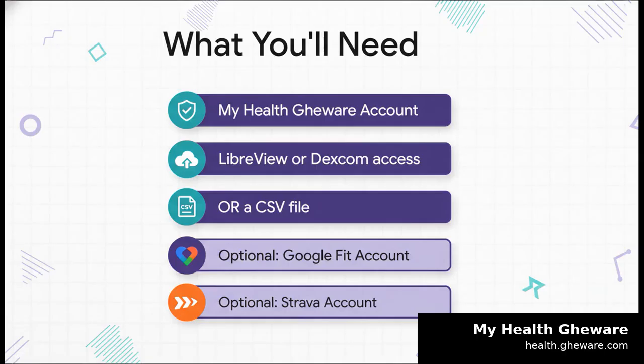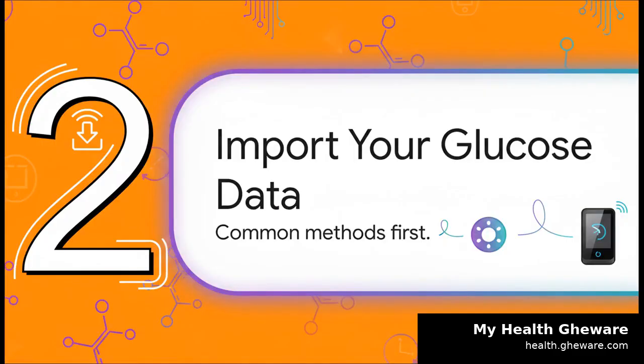First, a Health Gheware account. It's totally free, and you can sign up in about 30 seconds flat with Google. Next, you need your CGM data source, whether that's LibreView, Dexcom, or even just a plain old CSV file. You'll need a computer or a smartphone, and then optionally, but I highly recommend it, a Google Fit account and maybe a Strava account. And that's it.